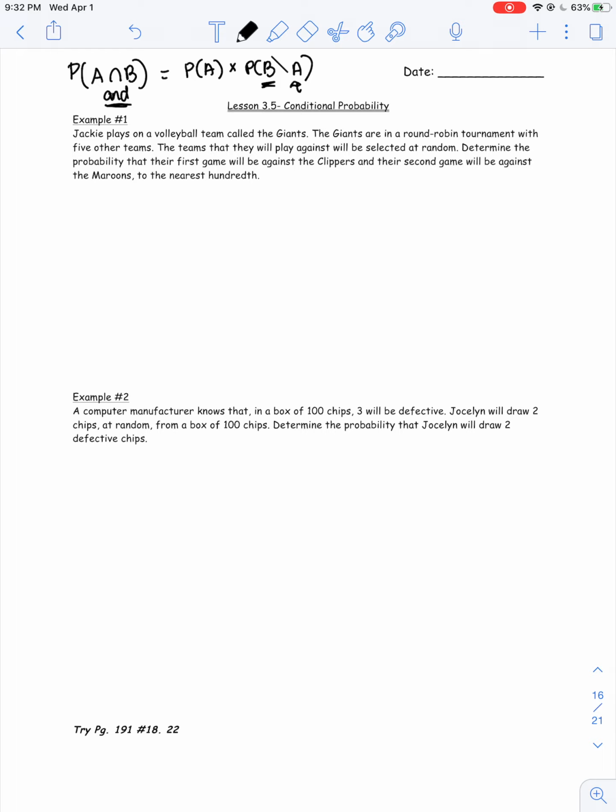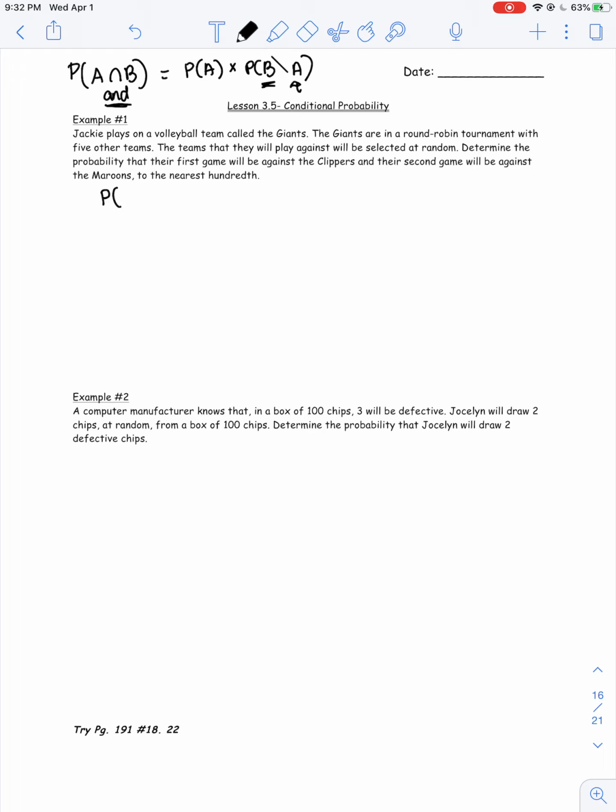So for example, Jackie played on a volleyball team called the Giants. The Giants are in a round-robin tournament with 5 other teams. The teams that they will play against will be selected at random. Determine the probability that their first game will be against the Clippers and their second game will be against the Maroons to the nearest hundredth.